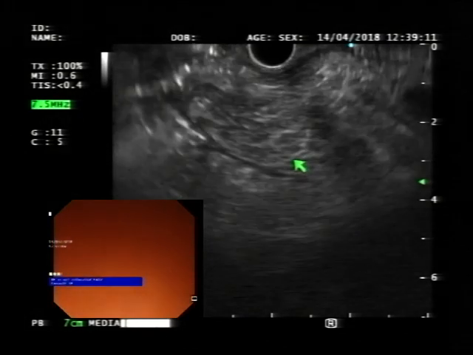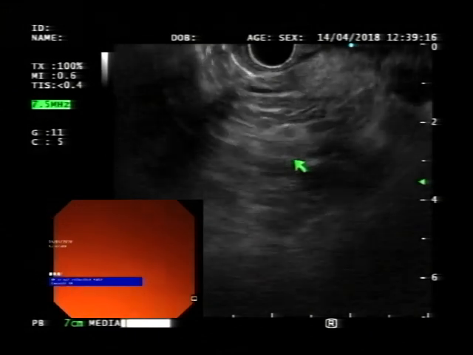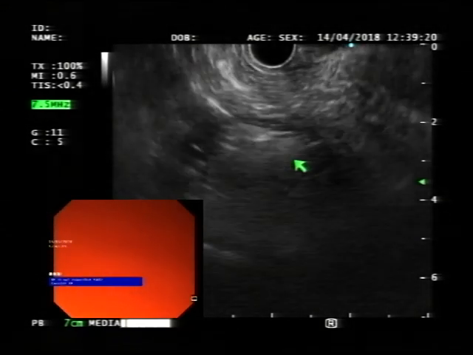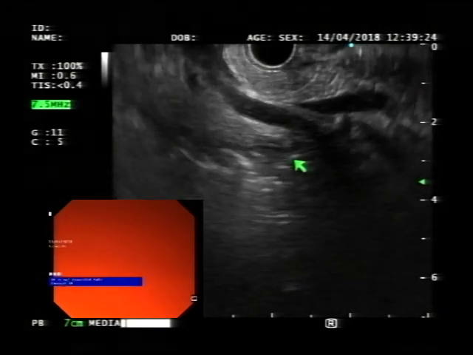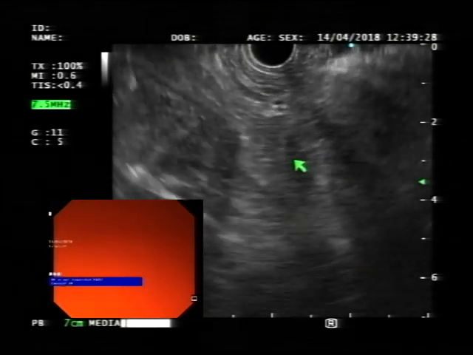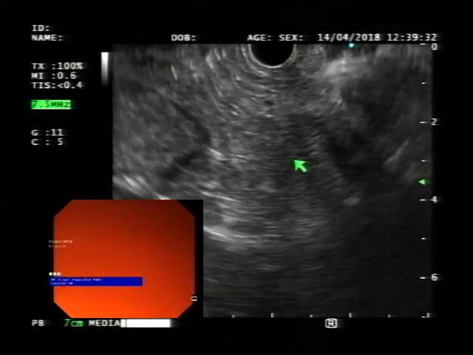Okay, just keep on pulling back. Identify the structures. Now, once you've fallen back into the stomach, you just continue. All right, so just go back to the aorta, and we'll orient ourselves.